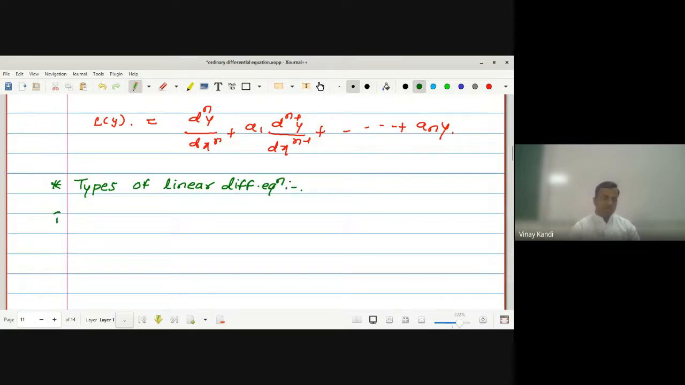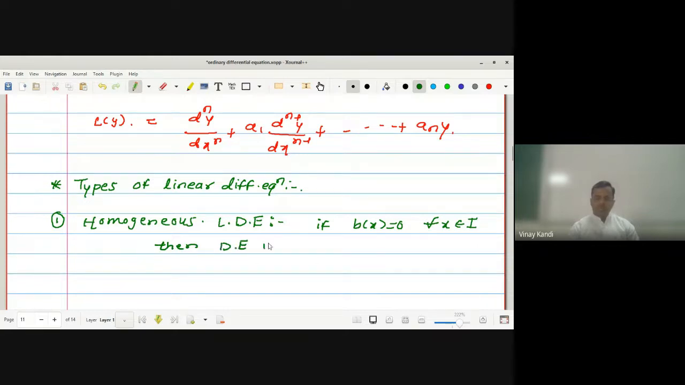Okay, now the first one is the homogeneous linear differential equation. If p of x is equal to 0 for all x belonging to I, where I is the defined interval, then the differential equation 2 becomes L of y is equal to 0.